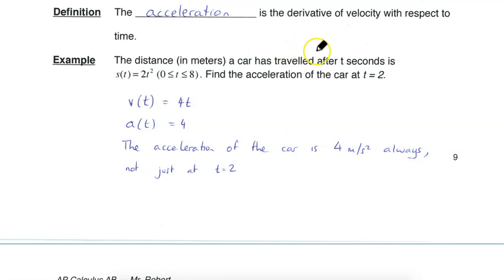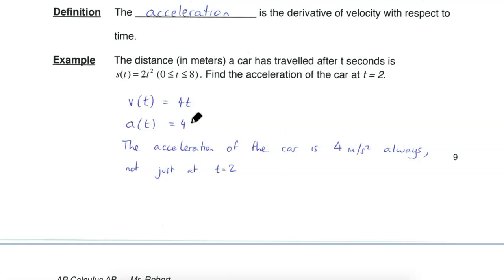So if a car has traveled t seconds and its position after t seconds is 2t squared, find the acceleration of the car at t equals 2. Well, we have the position, we can find the velocity by taking the derivative, and from there we can take the derivative again to find the acceleration, and we find a of t equals 4. The acceleration of the car is 4 meters per second squared.